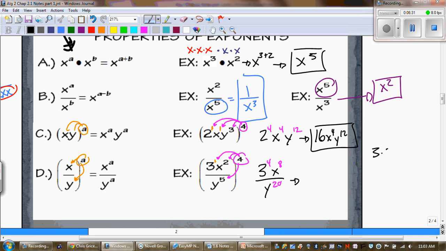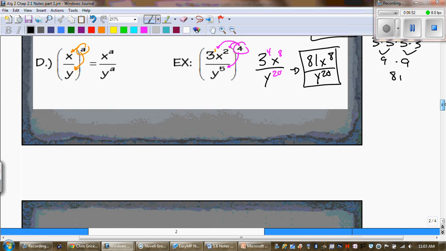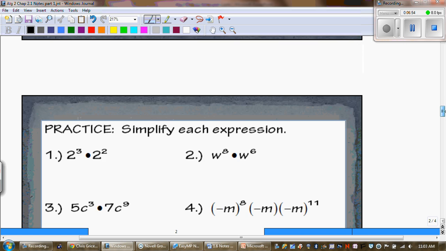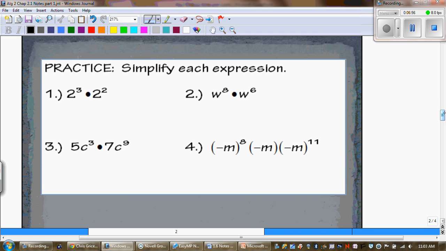Okay, we have to do 3 times 3 times 3 times 3. Well, 3 times 3 is 9. 9 and 9 times 9 is 81. So we get 81 x to the 8th over y to the 20th. Okay, moving on. We've got some practice problems.